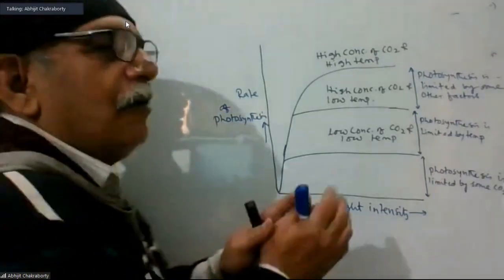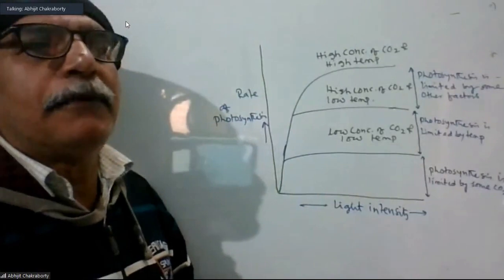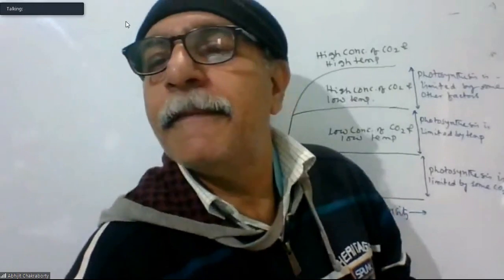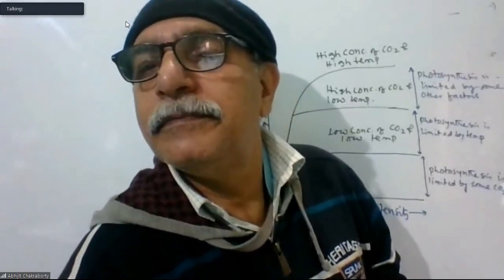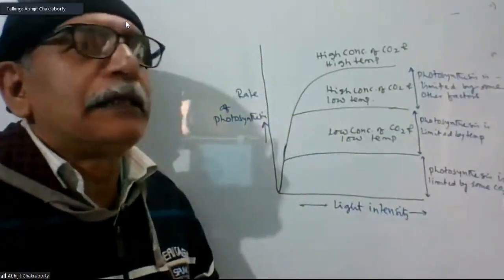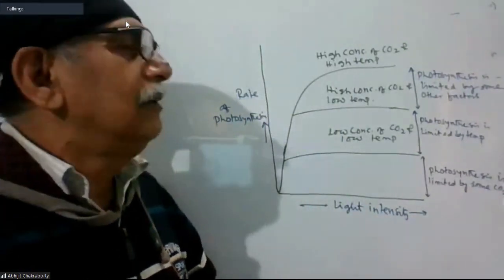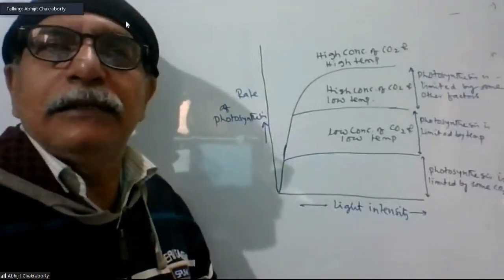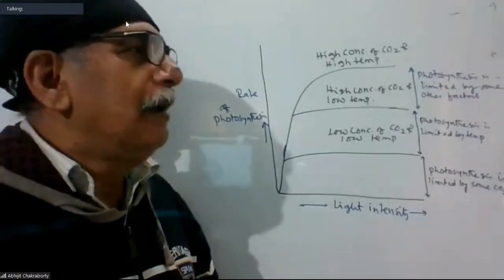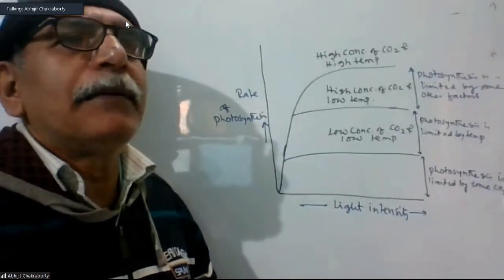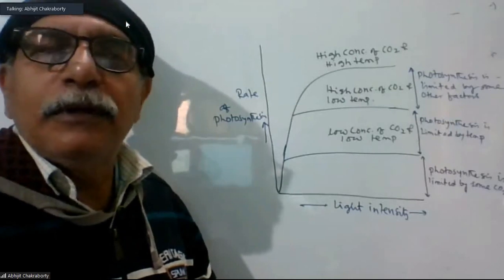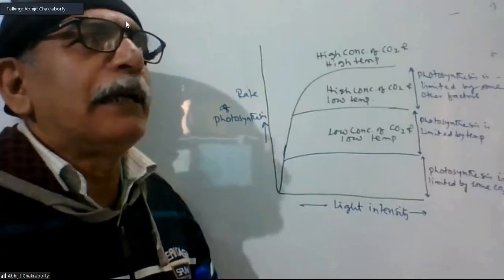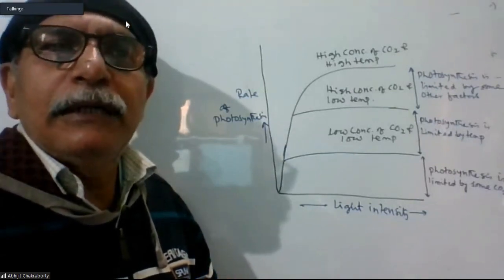Actually, the optimum temperature for photosynthesis varies from habitat to habitat. Are you getting me? Habitat to habitat means if it is a xerophytic habitat, then the optimum temperature is more than some temperate habitat. Similarly, in tropical regions, optimum temperature is more than the temperate forest.